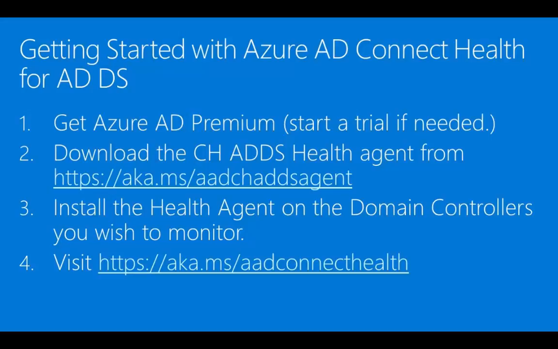First, you will need an Azure AD Premium subscription. If you do not currently have one, this is a perfect time to get started with a free trial. Secondly, you will want to download the Azure AD Connect Health for ADDS Health Agent from aka.ms/aadchaddsagent. The third step is to install the Health Agent on all the domain controllers you wish to monitor. Lastly, you simply navigate to aka.ms/aadconnecthealth to view your Azure AD Connect Health dashboard.